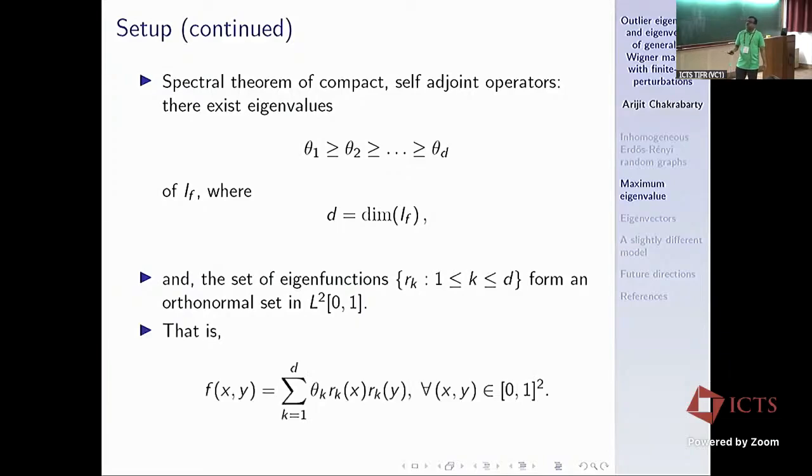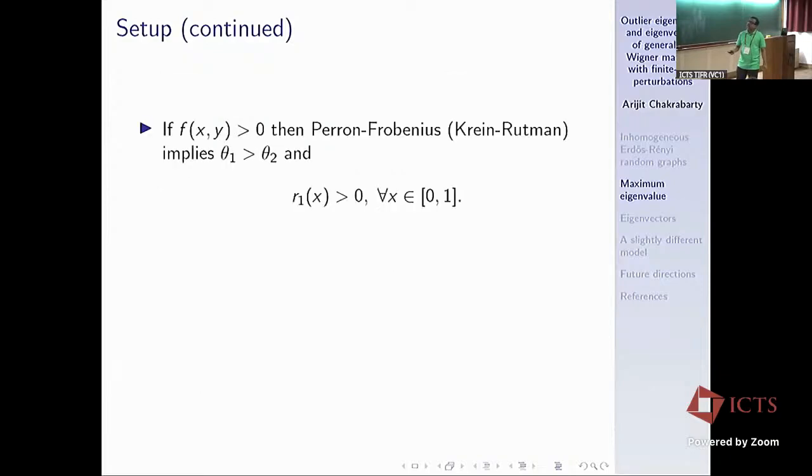In other words, the function f can be written in terms of the eigenvalues and the eigenfunctions. That's the spectral theorem. And if we assume f(x,y) to be positive everywhere, then θ1 is the Perron–Frobenius eigenvalue, which is larger than the second one, and the corresponding eigenfunction r1(x) is positive everywhere.